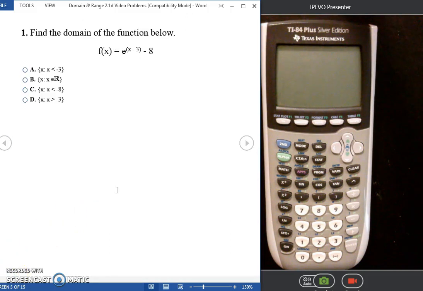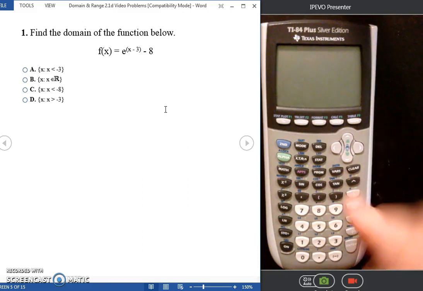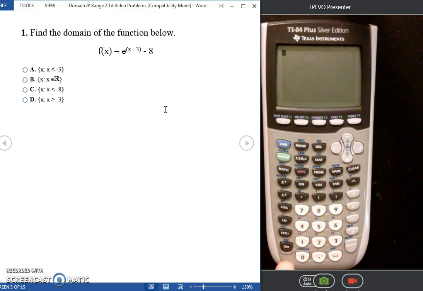So to answer the majority of these questions, I'm going to be using the table function on the calculator. So the first step is going to be to turn it on, and then I'm going to go to my y equals button, and I'm going to press that. And for y1, I'm going to put in what f of x equals. So I'm going to put in e, which above this ln in blue is e to the x.